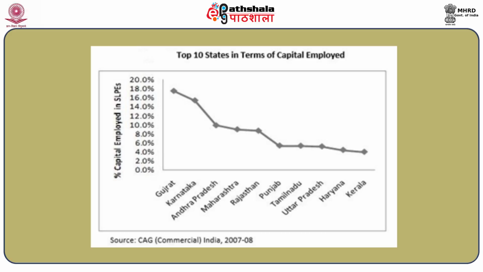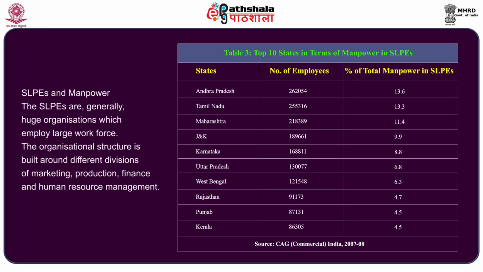It indicates that though the investment in these enterprises is high, there is a need for improving the sales. Haryana occupies ninth place among the top 10 states in terms of capital employed, but the SLPEs are incurring losses in this state. Therefore, the SLPEs need to adopt strategies to promote sales, to increase productivity, and adopt cost-cutting measures. This would lead to an increase in turnover and enhance the contribution of SLPEs to the GDP of the state as well as the country. Coming to the manpower, the SLPEs are generally huge organizations which employ a large workforce. The organizational structure is built around different divisions of marketing, production, finance, and human resource management.